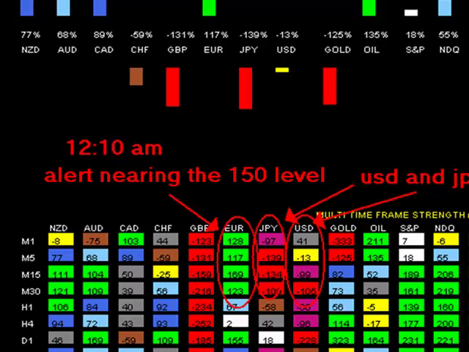Now we see the pound selling off. This is 10 minutes later. The pound selling off heavily, but what's it selling off against? It's only the pound that's weakening. The US dollar isn't getting much stronger, and neither is the yen. So it's not a valid trade.